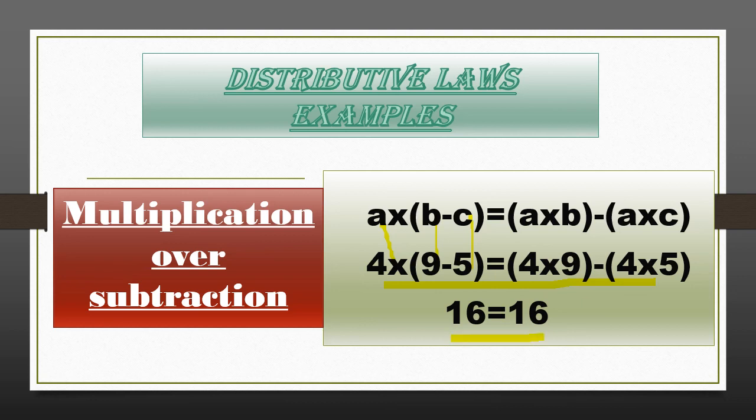I repeat, you can first subtract the number and then multiply, or you can multiply the brackets first and then subtract as shown below. It gives the same result.